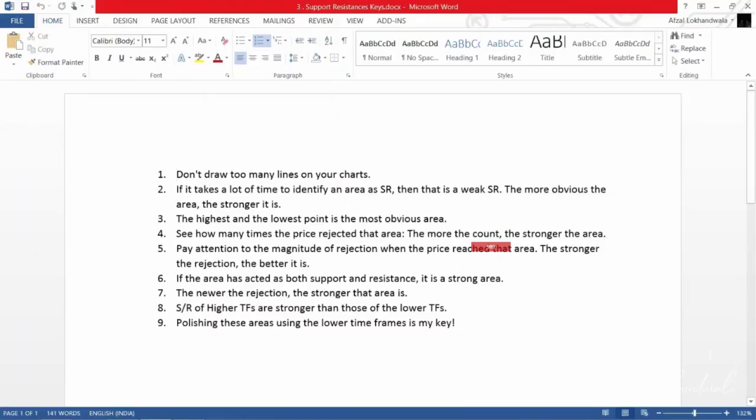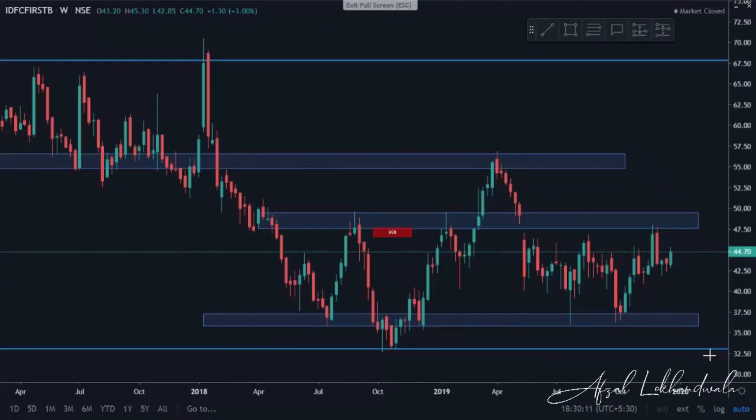Come to the seventh point. The newer the rejection, the stronger that area is. Pretty simple point. What it means to say is, the later the rejection happens, the more important that area. The older the reaction, the lesser important the area.